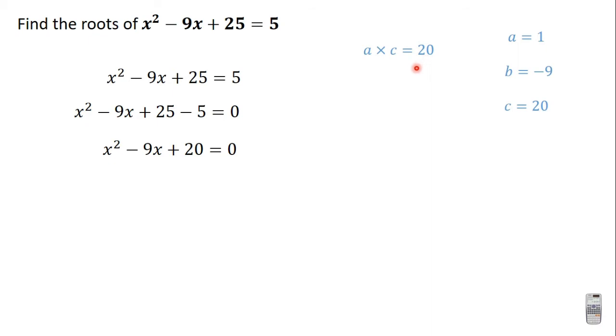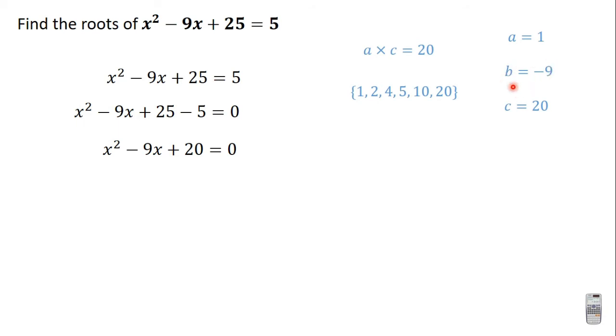So now we look for two numbers that when we multiply, we will get 20, but when we add, we will get minus 9. We will get those two numbers from the factors of 20. So let's list the factors of 20. They are 1, 2, 4, 5, 10, and 20. From this set, we will get the two numbers that when we multiply, we will get 20, and when we add, we will get minus 9. Those two numbers are 4 and 5. 4 times 5 will give us 20. 4 plus 5 will give us 9.